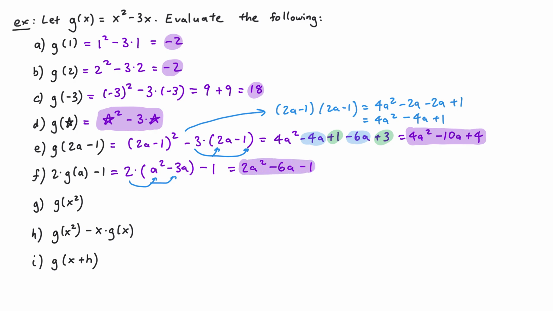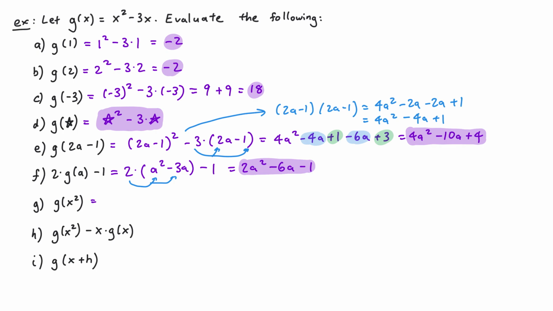For our next example, we want to evaluate g of x squared, meaning what's the output of my function when I input x squared? Just like before, we go to the formula for our function. It's x squared minus 3x. But we're going to replace these x's with my new input. The input is x squared. So everywhere I had x's, I'm going to replace them with x squared instead.